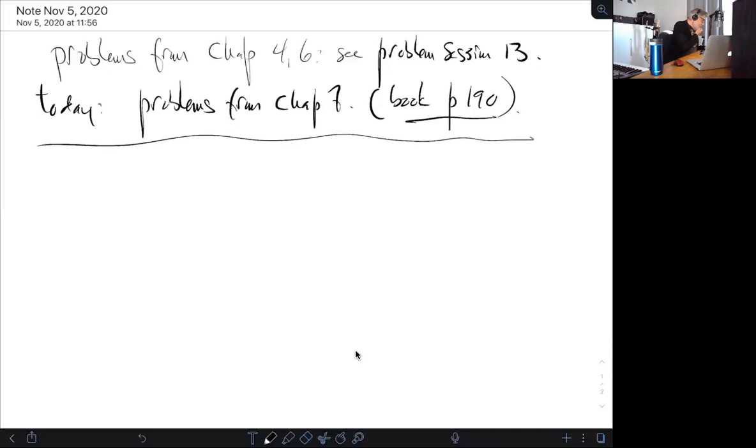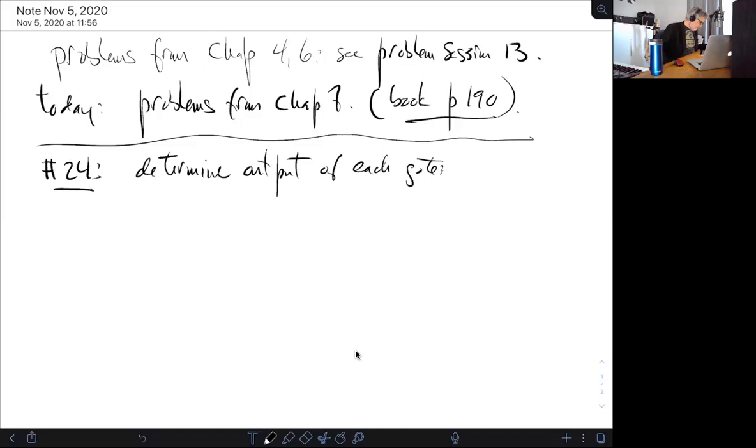So, okay, let's start with some very easy ones. Let's take a look at number 24, or 7.24. We're asked to determine the output of each gate. So we're given this, so let's just do one of them.